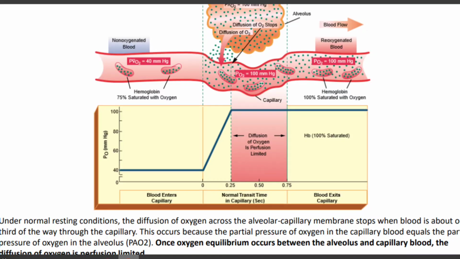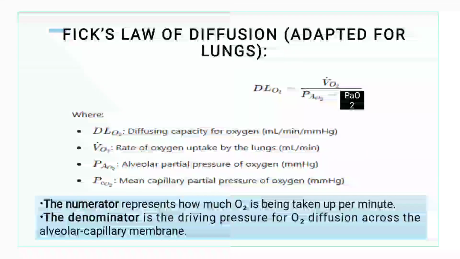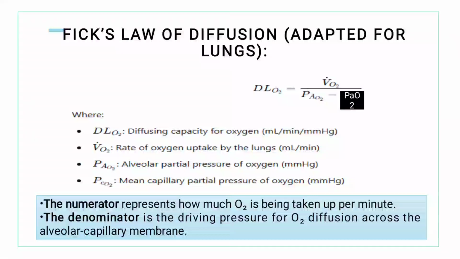So the initial part of the oxygen diffusion is diffusion limited until it reaches saturation. Once the saturation is reached, its diffusion will be perfusion limited. Now what is the value of it? Again we can calculate it by Fick's law, that is VO2, the rate of oxygen uptake by the lungs in ml per minute, divided by the pressure difference between the alveoli and artery of oxygen. The numerator represents how much oxygen is being taken up per minute, and the denominator is the driving pressure for oxygen diffusion.